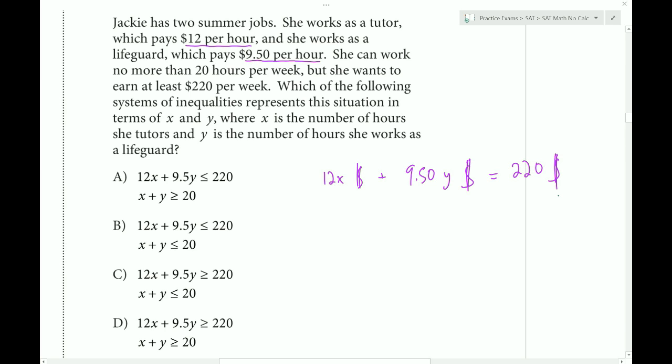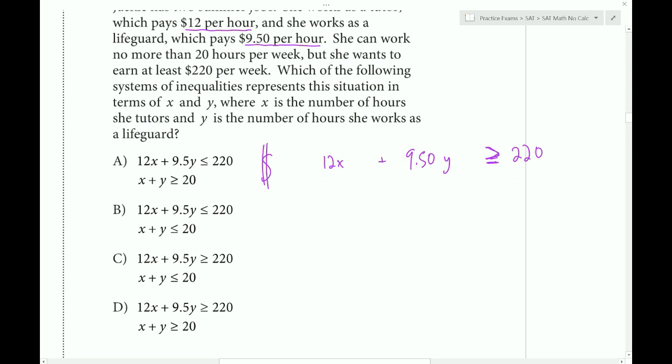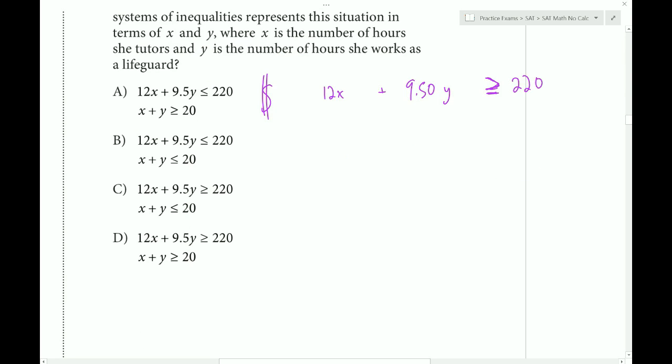Okay, dollars, dollars, dollars. Good. All right, so this is basically your dollars equation. And yes, it is an inequality. We want at least this, so we could also have greater than 220. Right? So we can scan and see if we can eliminate anything based on that.